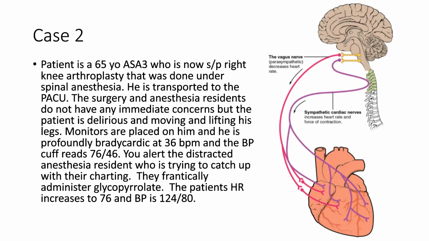You alert the distracted anesthesia resident who's trying to catch up with their charting. They frantically administer some glycopyrrolate. The patient's heart rate increases to 76, and his blood pressure is 124 over 80.